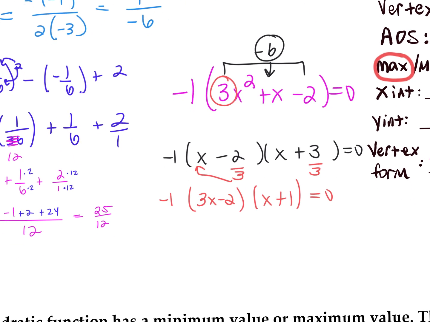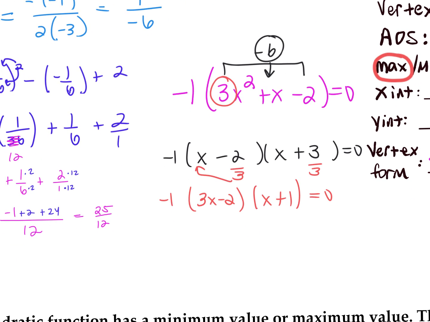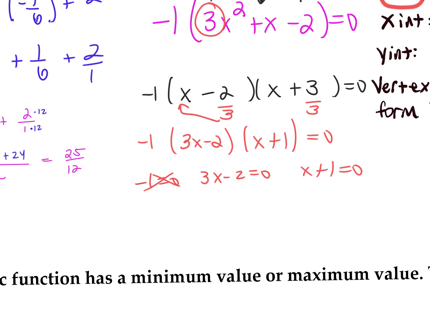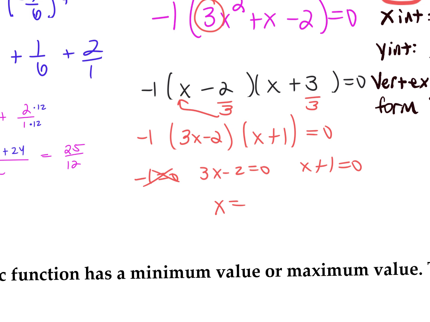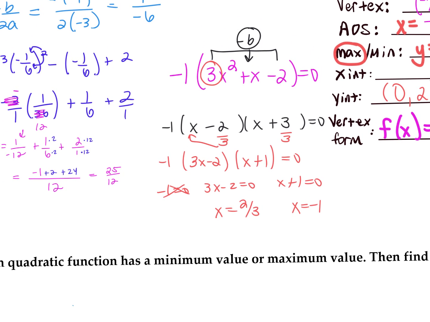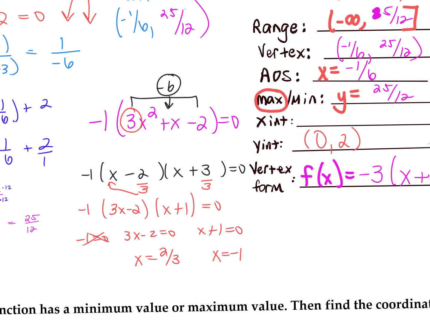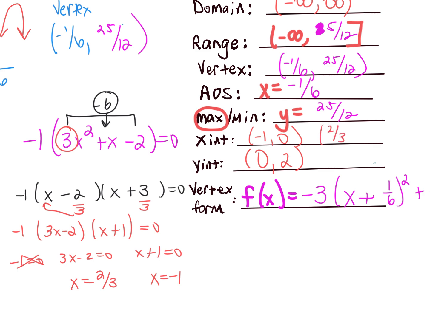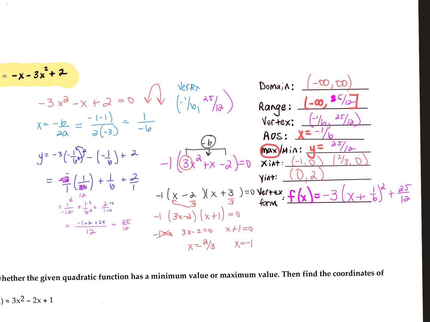Good. And now how do we find our intercepts? We set each little piece equal to 0. So negative 1 equals 0. Is that true ever? No. So 3x minus 2 equals 0. X plus 1 equals 0. So when I solve here, I move the 2 over, divide by 3. So x equals 2/3. And then x equals what? Negative 1. And how do we write intercepts, guys? As negative 1 comma 0. Good. Ordered pairs. Negative 1 comma 0 and 2/3 comma 0. I'm not having you guys graph.